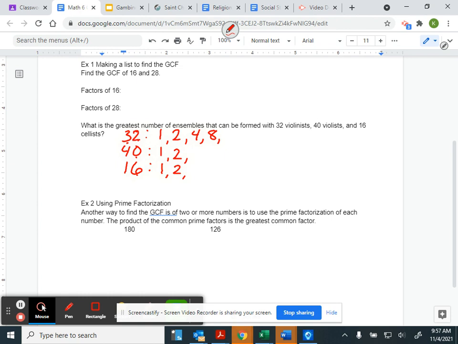9? No. 10? No. So we know 8 times 4 is 32. 2 times 16 is 32. And 1 times 32. Now I had some friends earlier who said, well, I know 2 can go into 32, but I don't know what to multiply it by.